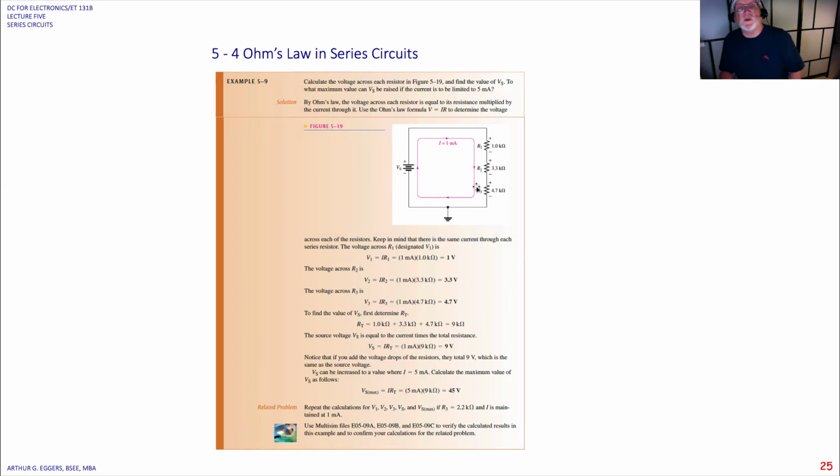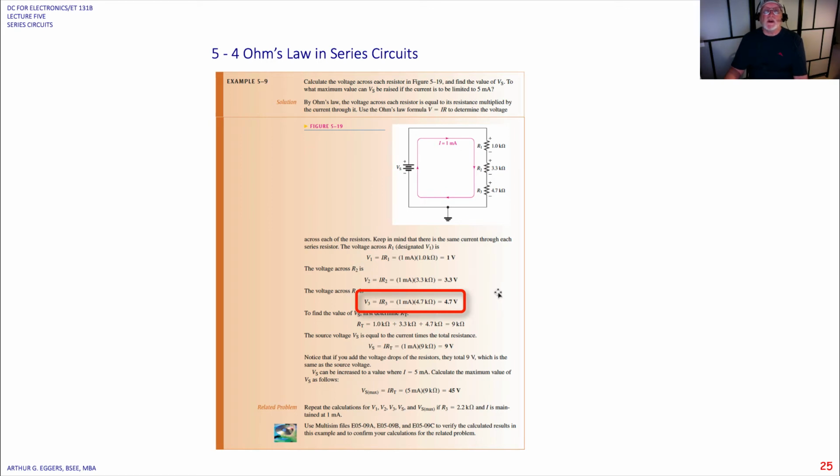So what we need to do is determine, in essence, what we would do if we put a meter on each of those resistors and calculated the voltage drop. So we're going to calculate the voltage drop for each one of these resistors. On the first one, the voltage drop V1 is equal to the total current times the value of the resistor, and we get a 1 volt drop. We do the same thing for V2. I times R2 gives us a 3.3 volt drop. I times R3 gives us a 4.7 volt drop.